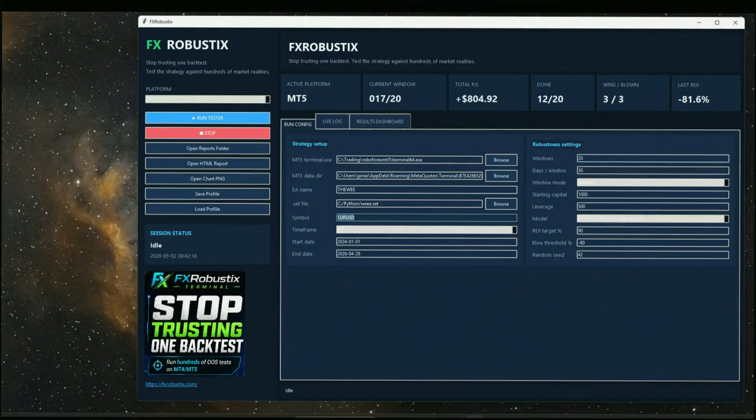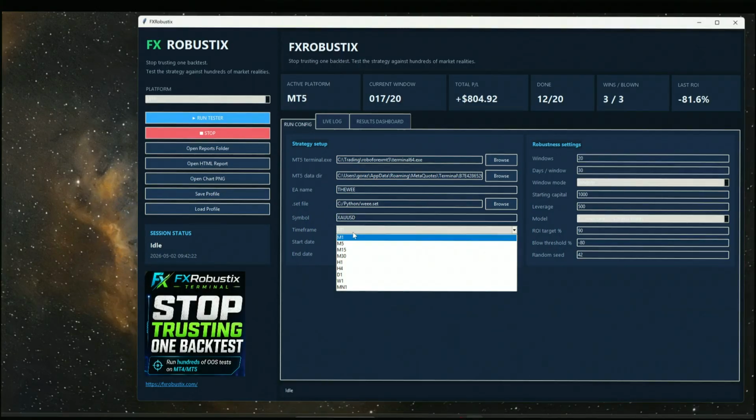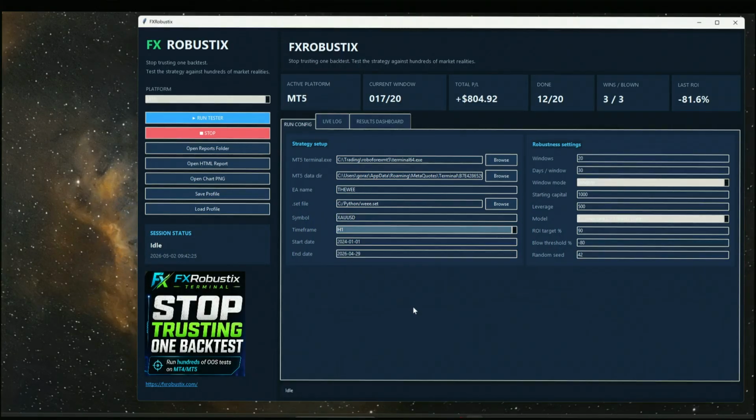FXRobustix was created for one reason. One MetaTrader backtest is not enough. Most traders run one backtest, see a nice equity curve, and hope the EA will work in the future. But markets change. A robot that looked perfect in one period can fail completely when started today.